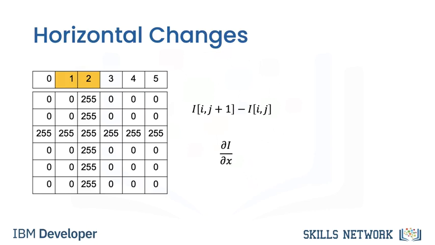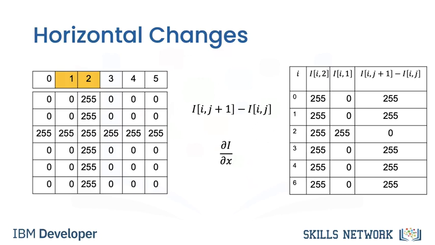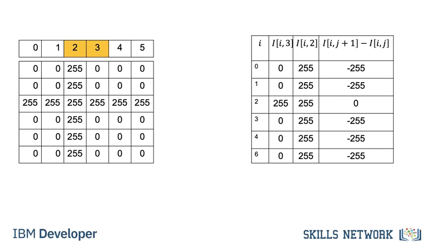In the following table, each row applies the equation to the intensity values for columns 1 and 2. The final column is the result of using the equation. We can overlay the result over the image as vectors. We can apply the same logic to the next column. This time the values are negative.